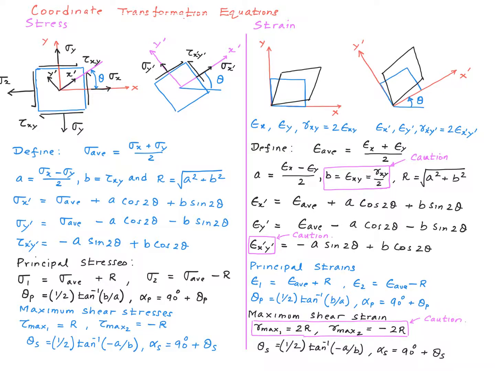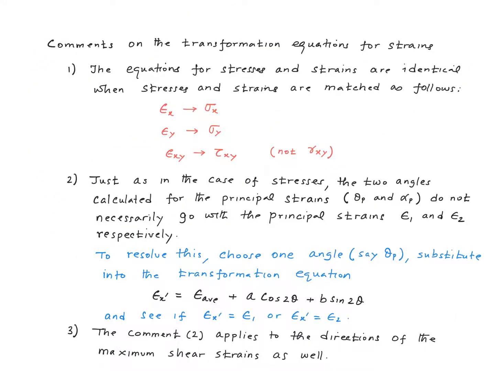And in the case of principal strain, there are two angles, theta p and alpha p, and they go with these principal strains. And in the case of maximum shear strain, there are two angles, theta s and alpha s, they go with these maximum shear strains. We'll talk about which one goes with what in the next slide. To sum up, you can see that the equations for the strains are identical to the corresponding equations for the stresses. So the only thing you want to keep in mind is that wherever you see tau xy in the stress equation, you want to use epsilon xy, not gamma xy. Just to emphasize that point, I made a note of that over here.